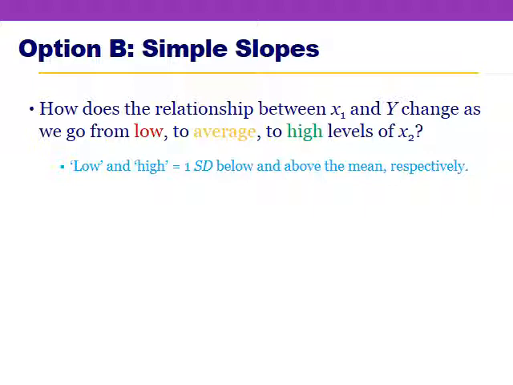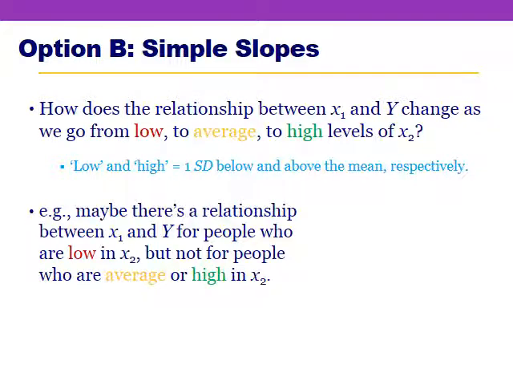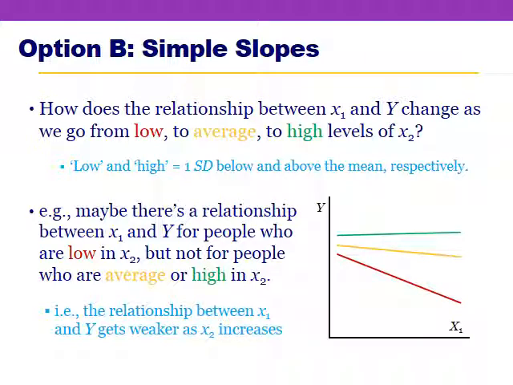And by low and high, the standards usually for low and high are 1 standard deviation below the mean is a low score, 1 standard deviation above the mean is a high score. And we'll talk in a minute about what exactly that means from a mathematical perspective. But what we're ultimately going to end up with are 3 different things that we need to report. What does the relationship look like when we focus on people who are low? What does the relationship look like when we focus on people who are average? And what does it look like when we focus on people who are high?